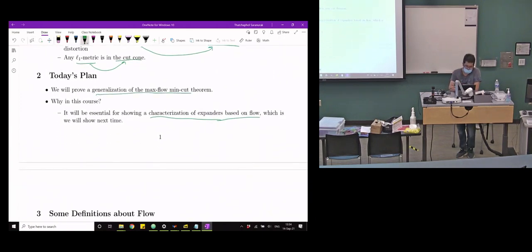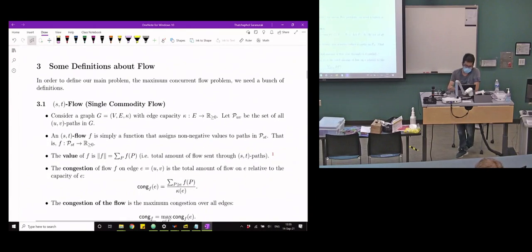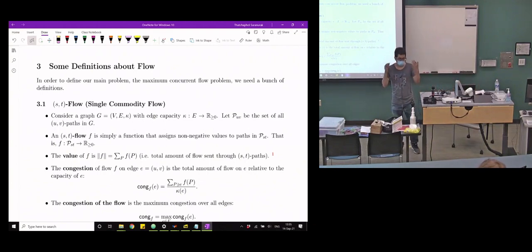But this generalization of the max-flow min-cut theorem by itself is interesting, and I hope that you find it interesting. But before we even state the theorem or talk about the problem that we look at, I need to define some definitions.